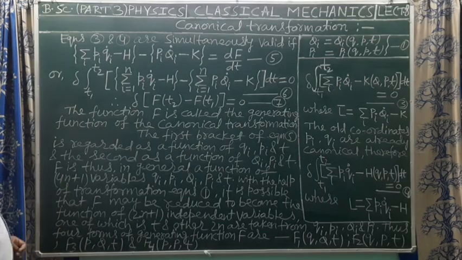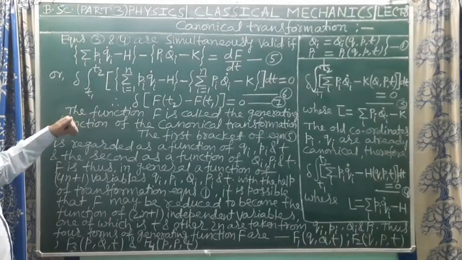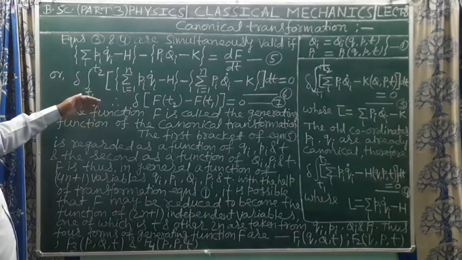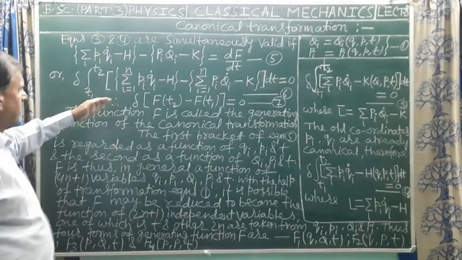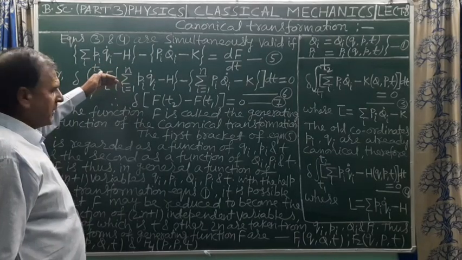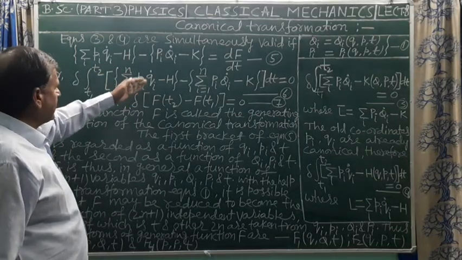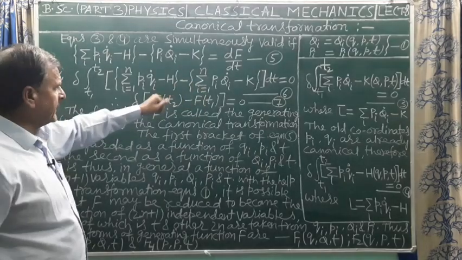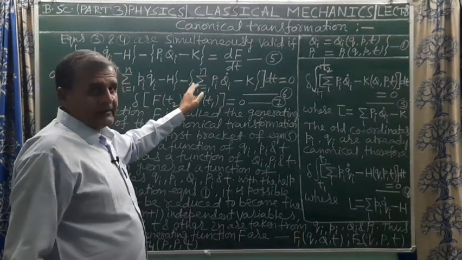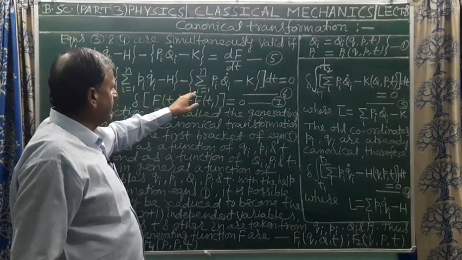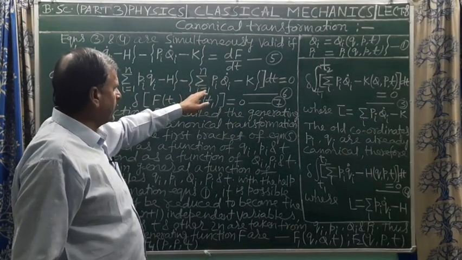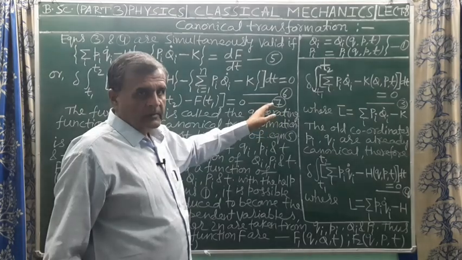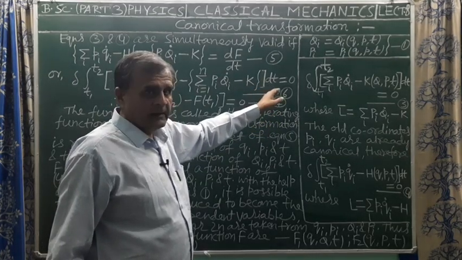Or, using Hamilton's principle, we can write delta, the symbol delta, integral from t1 to t2 of the bracket sigma over i equals 1 to n, p_i q_i dot minus H, that is the integrand of equation 3, differing from the integrand of equation 4, that is minus sigma over i equals 1 to n, P_i Q_i dot minus K, bracket closed, into dt is equal to 0.